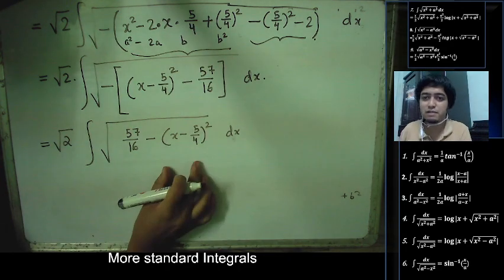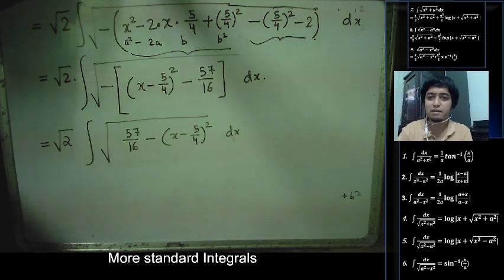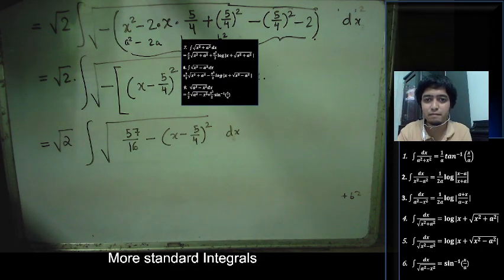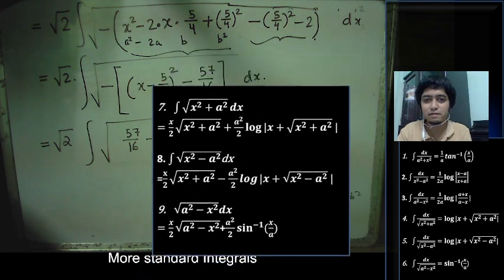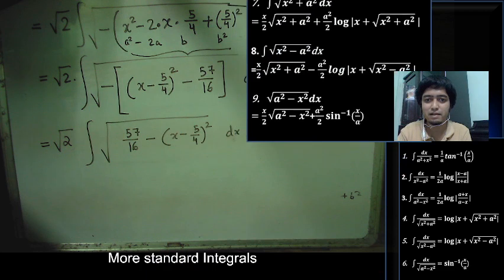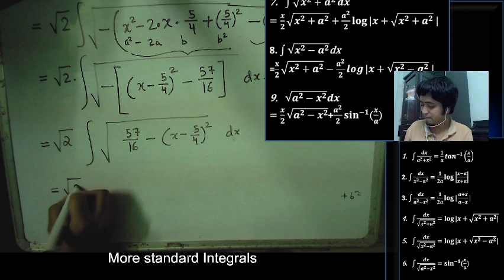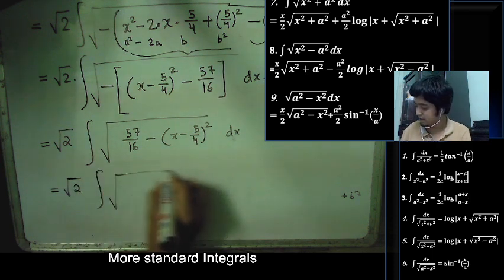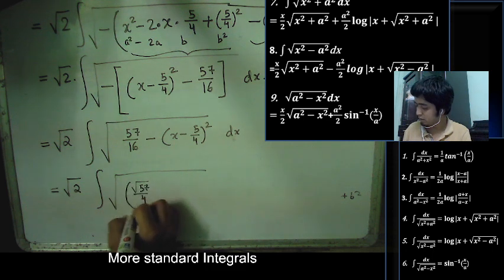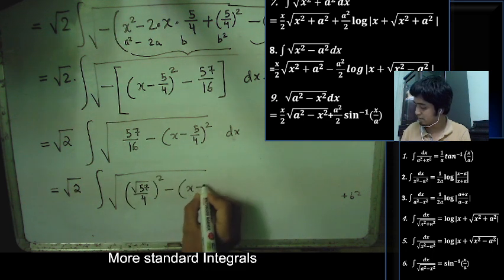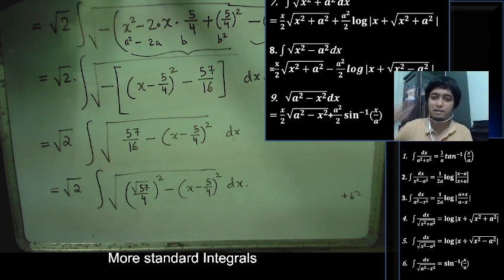So if you see now, this one is actually similar to number 9, which is a squared minus x squared. I'll keep it there so that you can see. So you can write this one as root over 57 upon 4 whole thing square minus x minus 5 by 4 whole thing square dx, and you can use formula number 9.